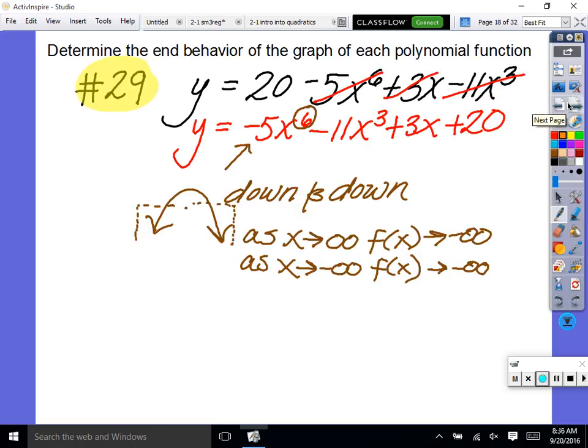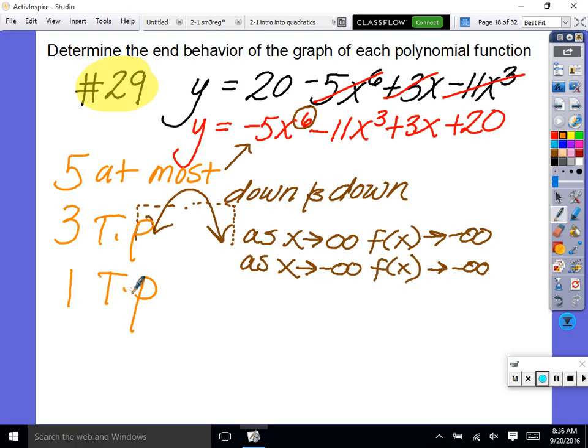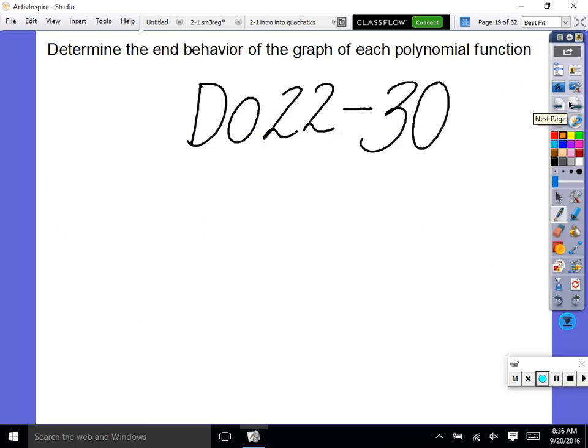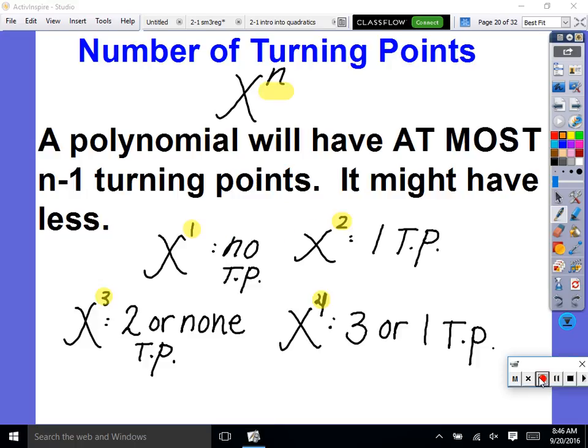All right, so looking at this one, it's degree 6, so it could have at most 5 turning points, right? And then we could have 3 or 1 turning point. Just depends on the polynomial. Okay, awesome. You guys understand it. So what I'm going to have you do is 22 through 30, write in the max number of turning points it could have, and then the rest of the turning points it could have. Ready, set, go. Quickly.